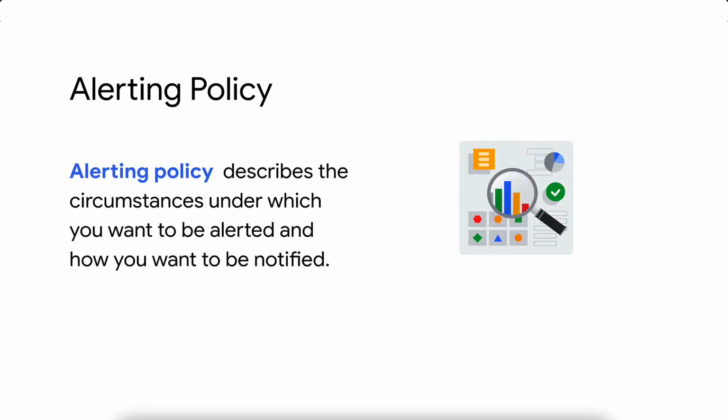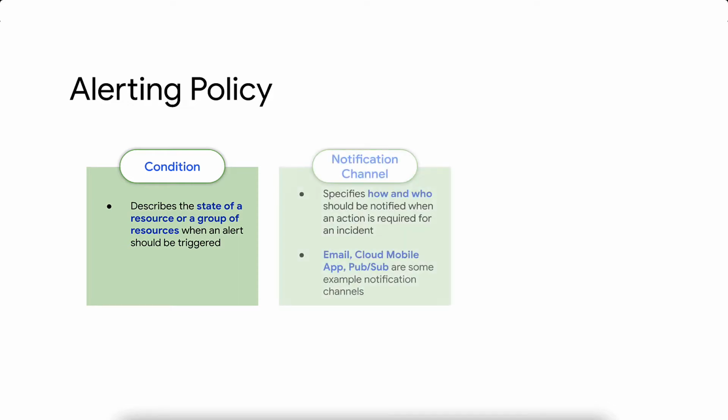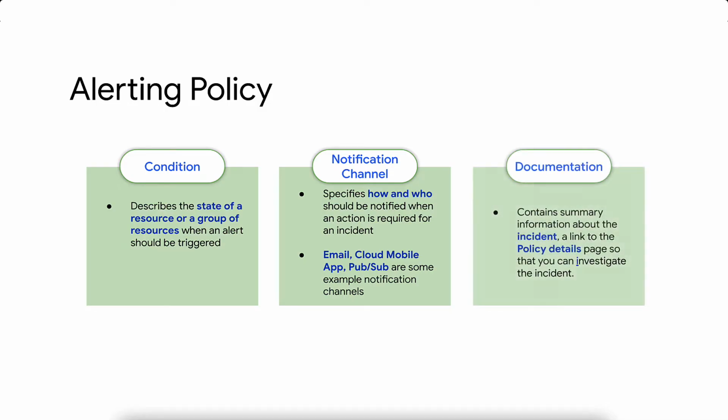Next, what is an alerting policy? An alerting policy describes the circumstances under which you want to be alerted and how you want to be notified. An alerting policy specifies the following. Number one, condition. This describes the specific state of a particular resource or a group of resources and when an incident should be opened. Second, notification channels. This is the channel through which you would like to be notified. Email, cloud mobile app, and Pub/Sub are a few examples of channels that are supported by cloud monitoring. Third is documentation.